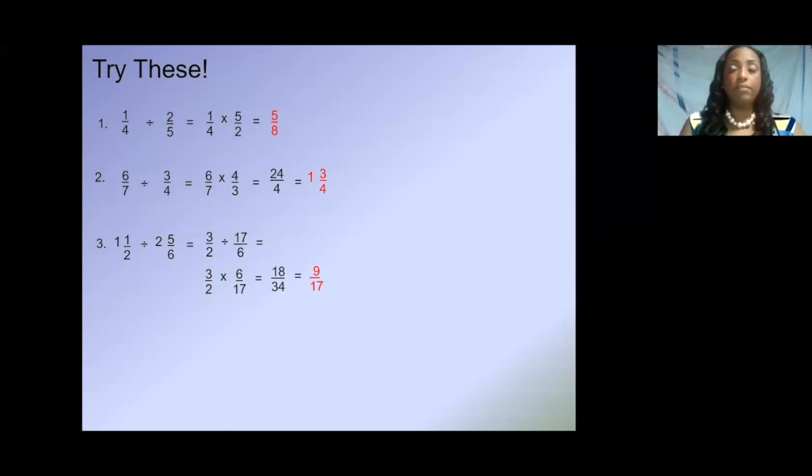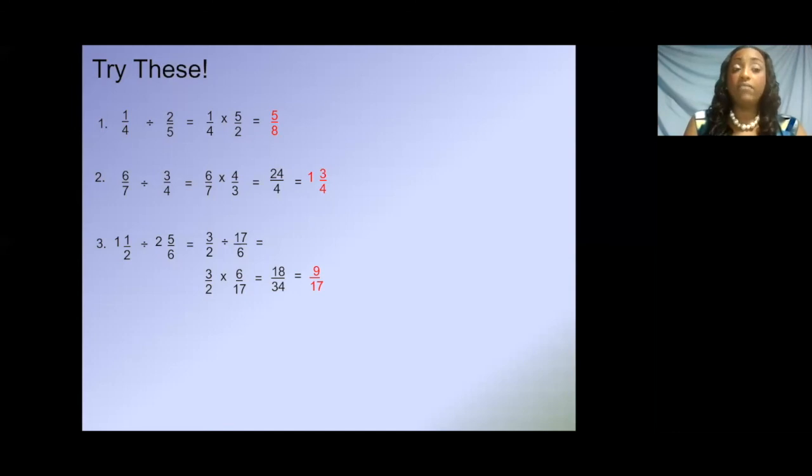One-fourth, we keep the first part of the fraction. Follow with me. You're going to change the sign from division to multiplication. And for the 2/5, you're going to find the reciprocal, so it becomes 5 over 2. Then you want to apply your knowledge of multiplying fractions. In this case, 1 times 5 is 5, and 4 times 2 is 8.